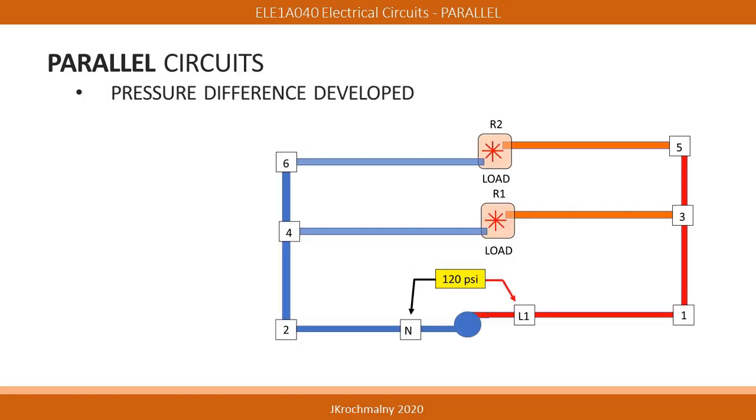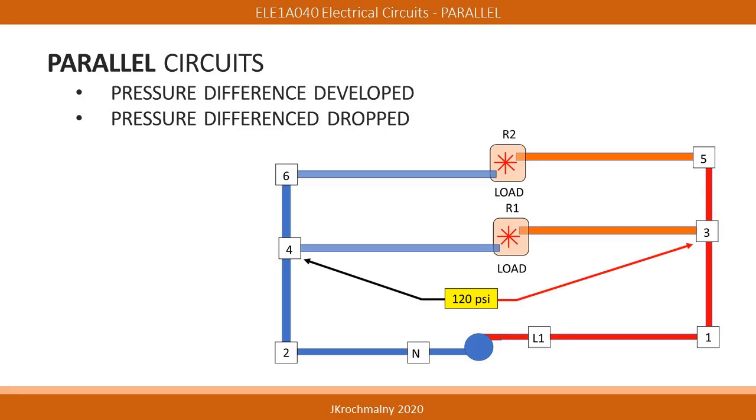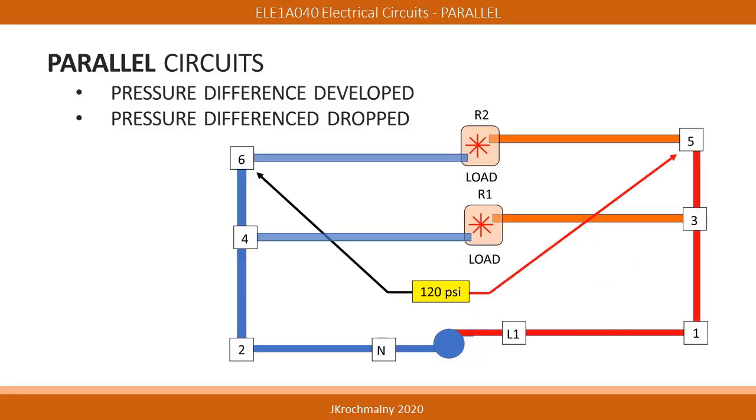Let's consider what happens in fluid power circuits when loads are piped in parallel. In this graphic, notice that there's a measure of 120 psi difference being applied. In parallel circuits, we can measure this same pressure difference across the first R1 load. The same 120 psi can also be measured across the second R2 load.